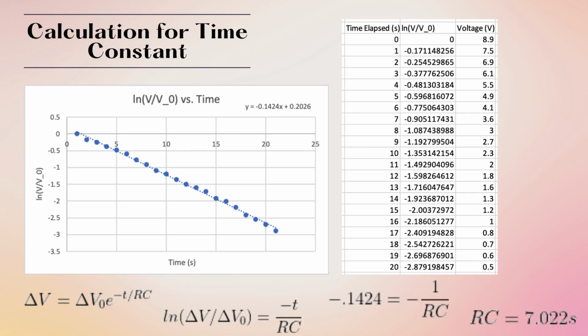Based on my time-dependent data collection, I want to find the capacitor time constant, or the time for the voltage to significantly change. As you can see here, we can plot the natural log of the voltage divided by the voltage at time 0 and set this equal to negative t over RC. After plugging in our slope, we find that our RC value is equal to 7.022 seconds.